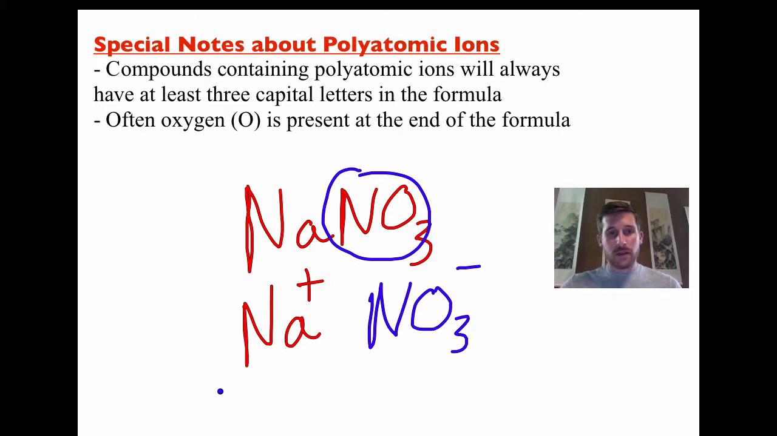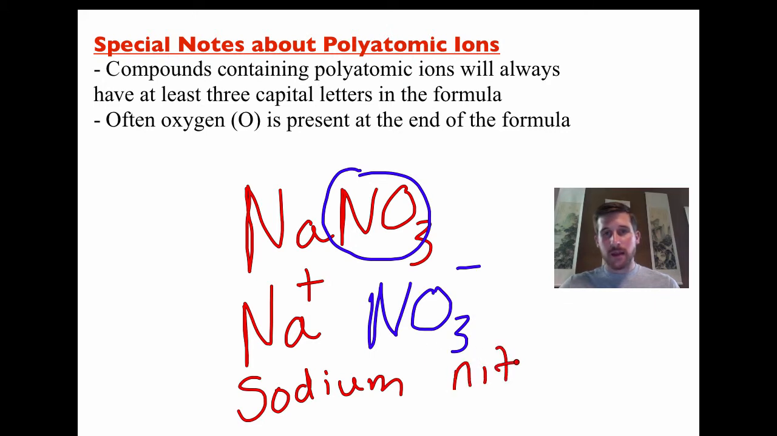So we would call this thing, what's the name? It's sodium. And then polyatomic ions are really easy to name because you just name that ion. So it's sodium nitrate. Nitrate, by the way, guys, is going to be a very common ion that you'll see all year long, okay? So there we go.